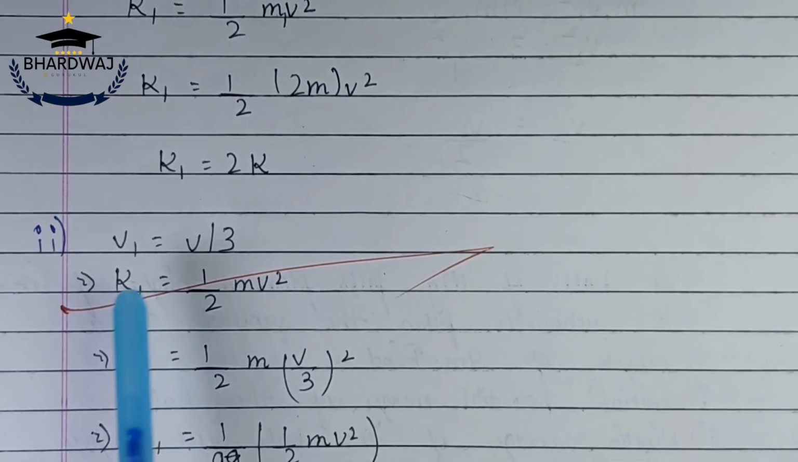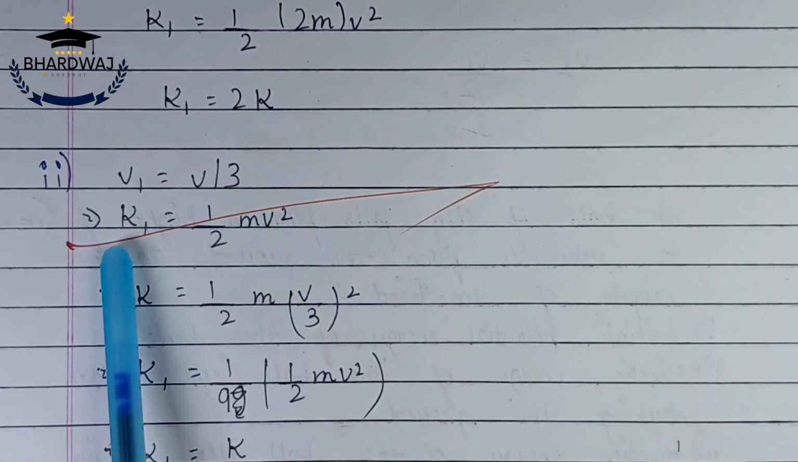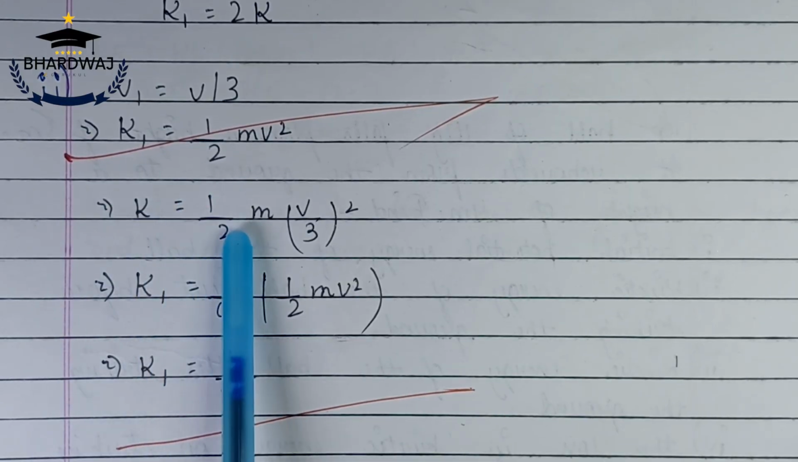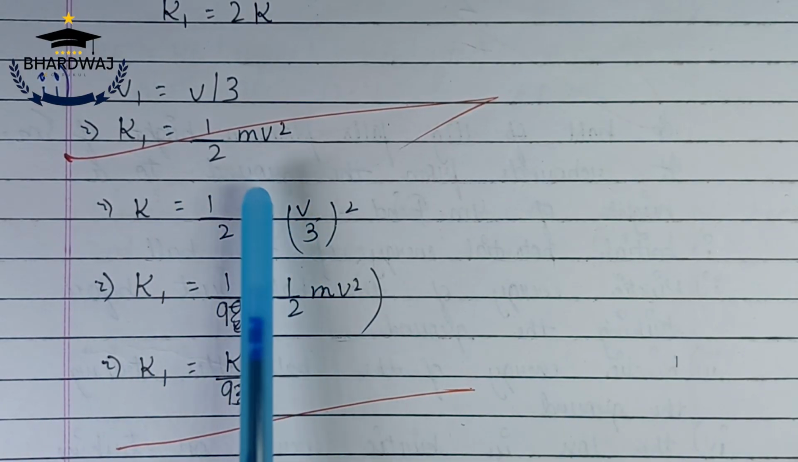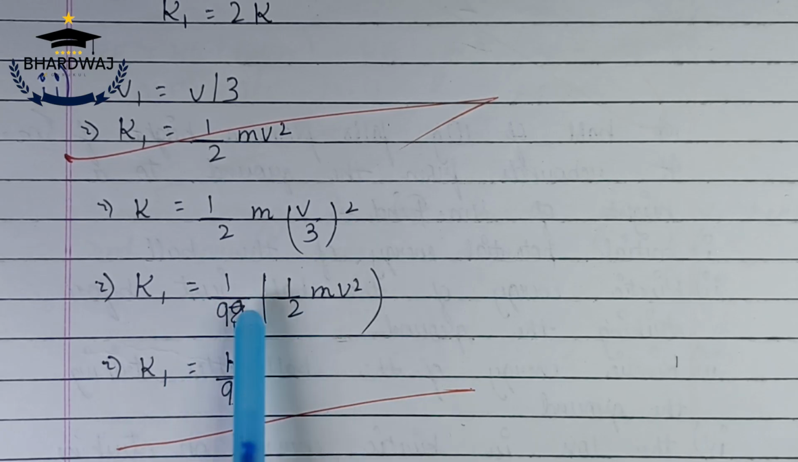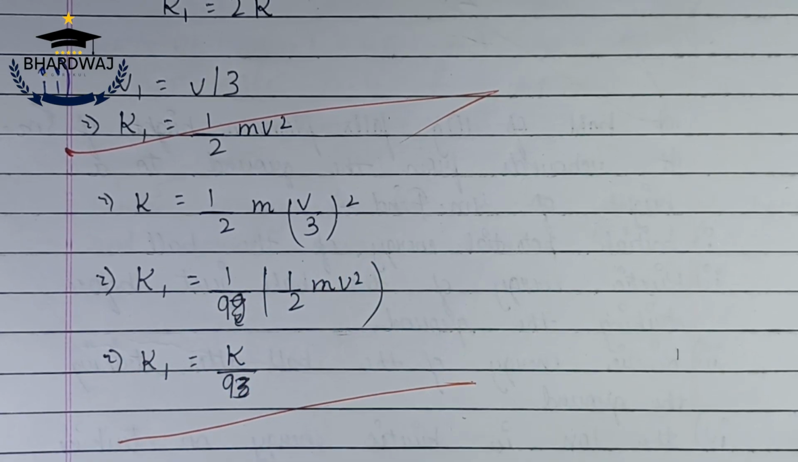Second part, V1 is equals to V by 3. K1 is equals to 1 by 2 m v1 square. K1 is equals to 1 by 2 m into v upon 3 whole square. K1 is equals to 1 by 9 into 1 by 2 mv square. So K1 is equals to k upon 9.